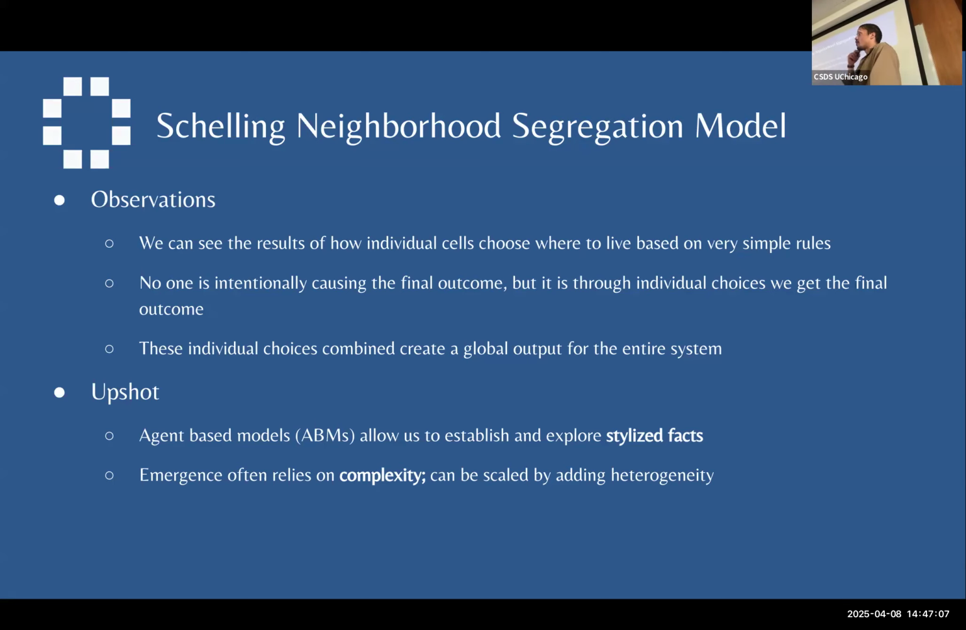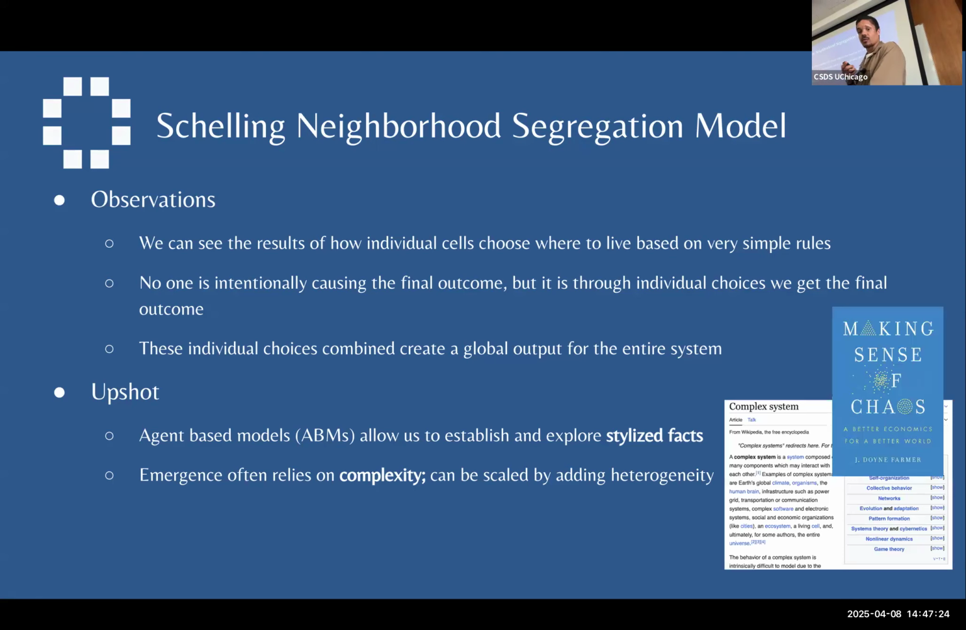But like the case that we saw before, this was an emergent phenomenon. This resulted from some kind of simple decision. And the whole frontier lies in adding heterogeneity to these decisions, adding more features to the model, et cetera. So if you're interested in reading about this, it's related to the work I do. There's a book, Making Sense of Chaos, where they talk about how agent-based models are being used right now to develop new models of the economy.